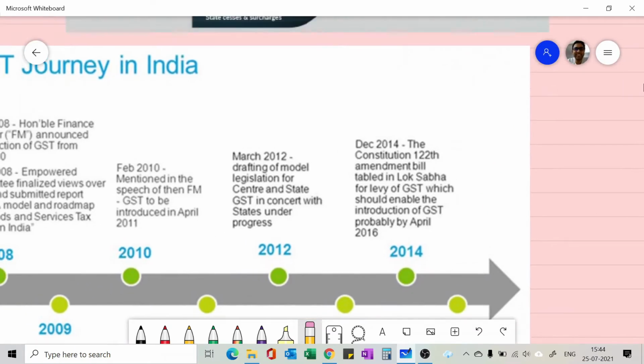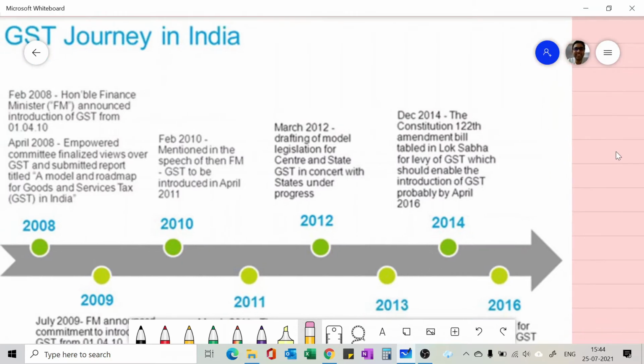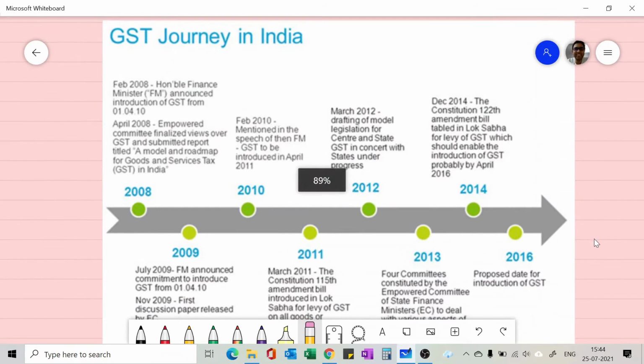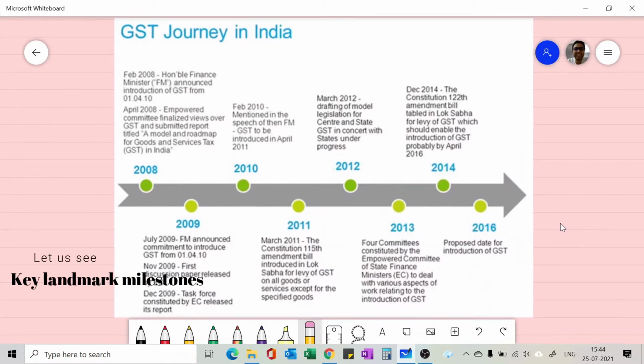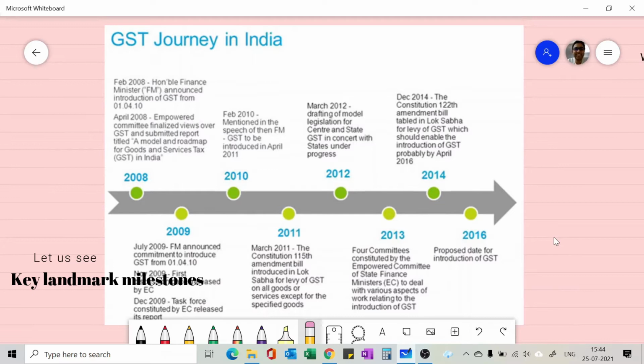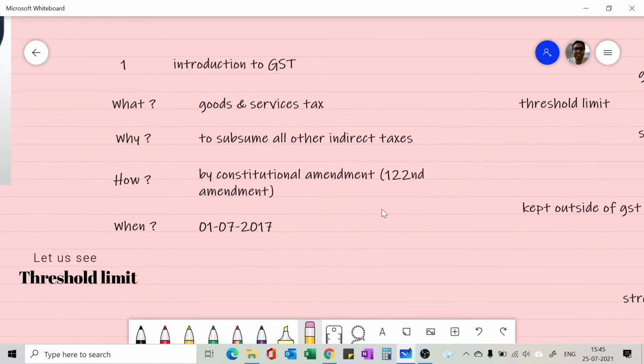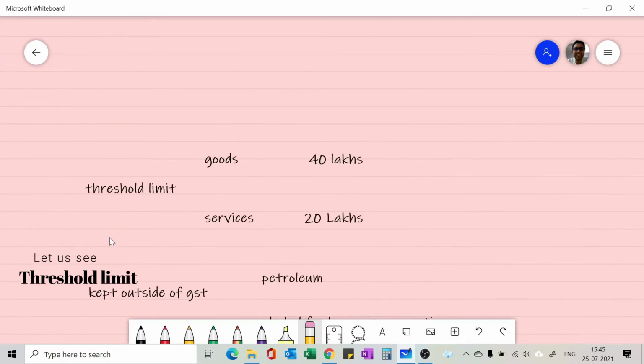The journey of GST in India: though the key milestones started appearing in 2008, way back in 2003 itself, the Kelkar task force suggested a single tax legislation to take India to the next level, that is, to make India business friendly, or in other words, to improve the ease of doing business. In 2017, GST got introduced, and let us briefly understand the threshold limits in this.